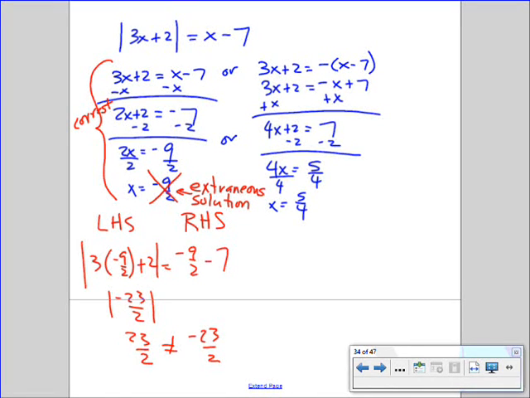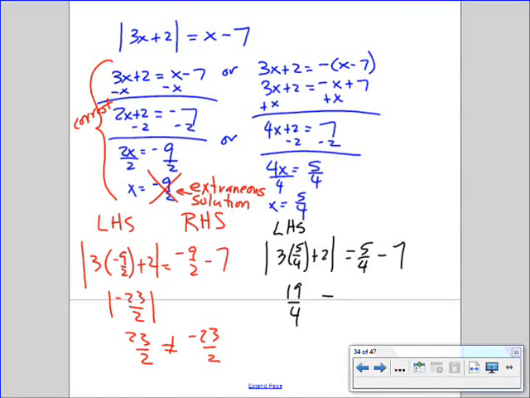Now let's check to see if the other one works. Okay, so the left-hand side is absolute value 3 times 5/4 plus 2. The right-hand side is 5/4 minus 7. Well, now 3 times 5/4 is 15/4. 15/4 plus 4/4 is 19/4. And the absolute value of 19/4 is 19/4.